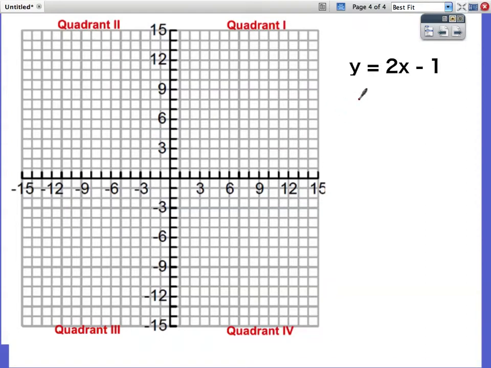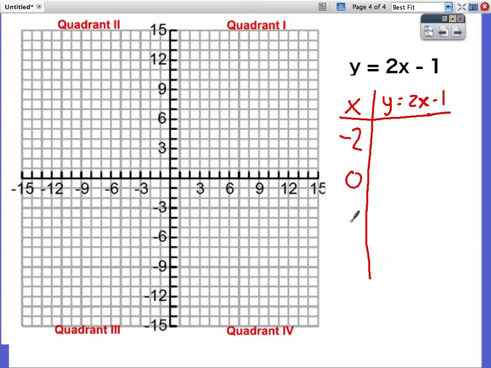I create a table like this. I go x. I draw a little line right here like this. And then I go y equals 2x minus 1. Now, I do this for a few reasons. Number one, first reason I do it is because with this easy of a function, I don't need to write out the math. I can do it in my head. So I pick some values for x. I'm going to start with -2. Then I'm going to go to 0. Then I'm going to do +2. Okay, I have a negative, a 0, and a positive.